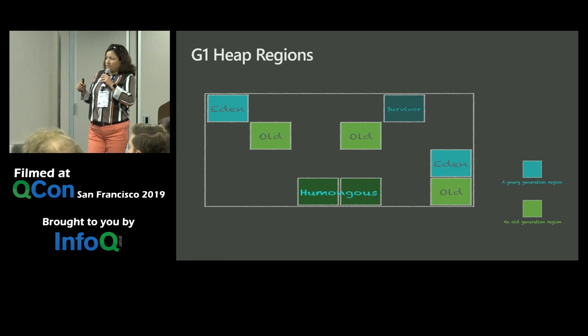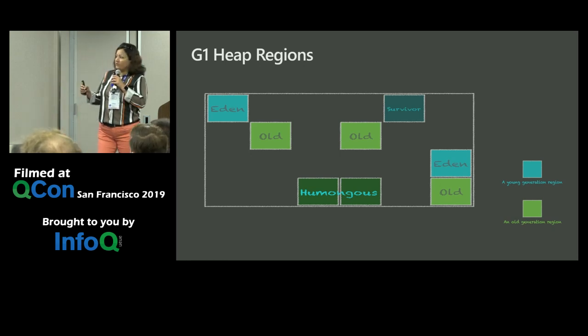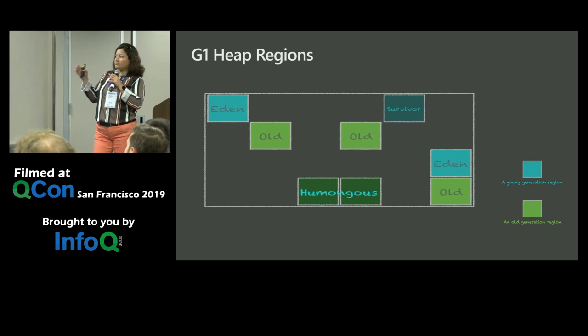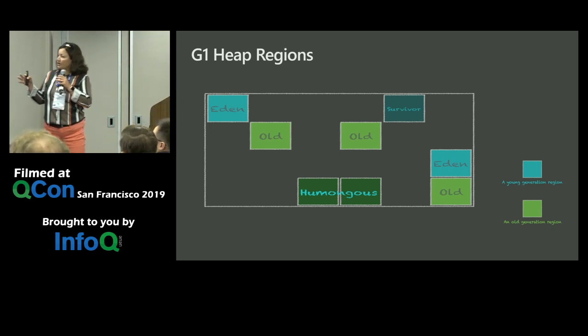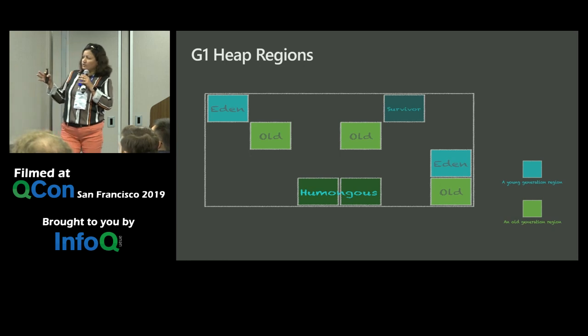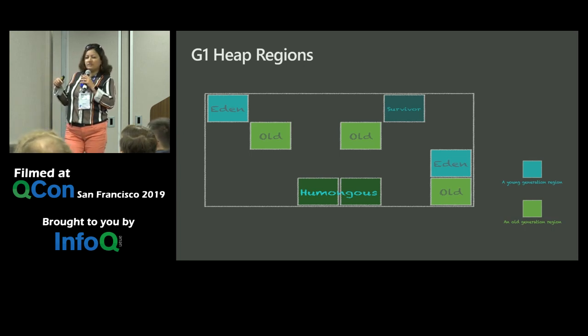I will go into details of this later when we talk about DaCapo, but something to realize is that when we talk about a generational heap, Eden and survivor regions will form the young generation, and old regions as well as humongous regions will form the old generation. So this is very important to know, and I'll go into details why.